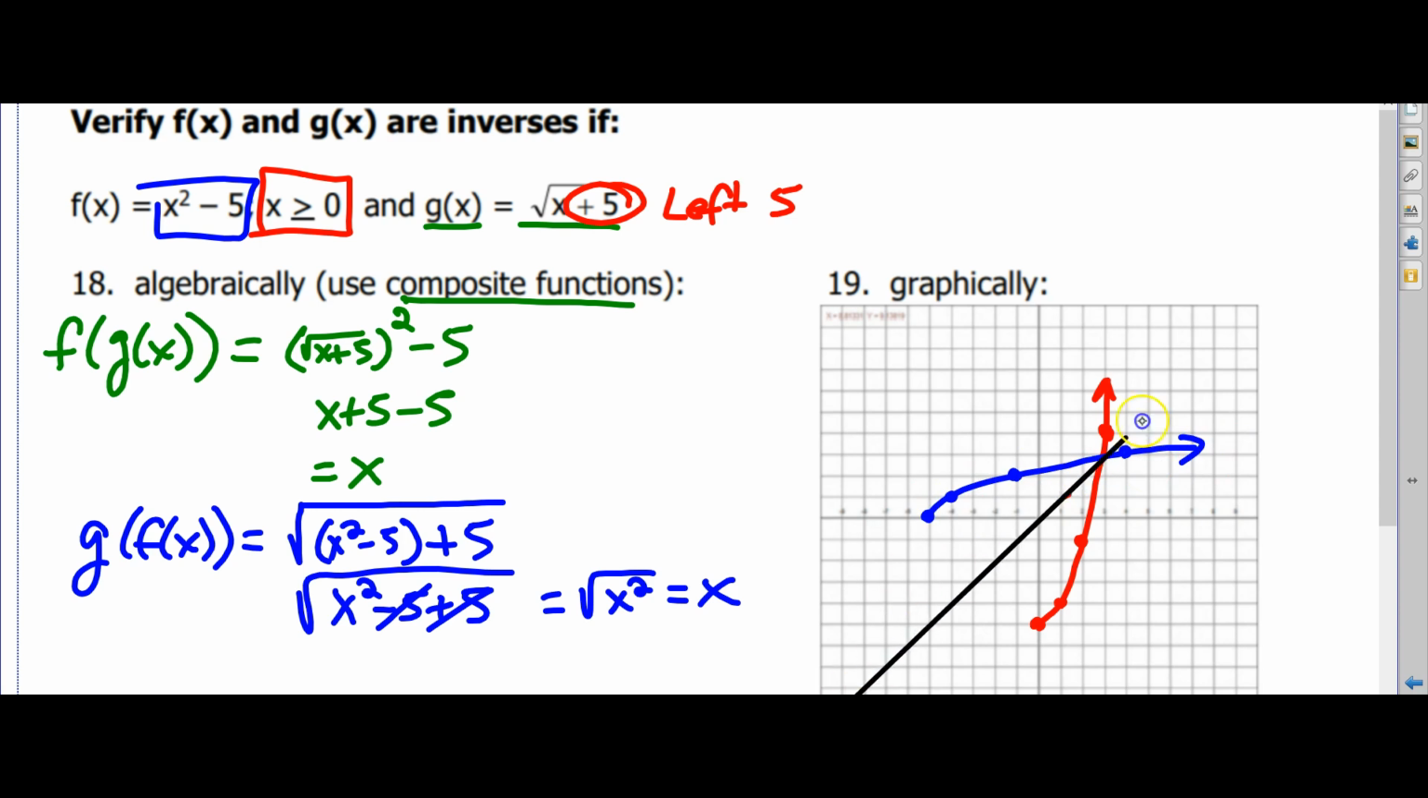And now if we look along the line y equals x, you can kind of see how if this is a piece of paper and I folded it, this part would land on this part, this right here would land on this part right here. So they're inverses. We can show that graphically there.